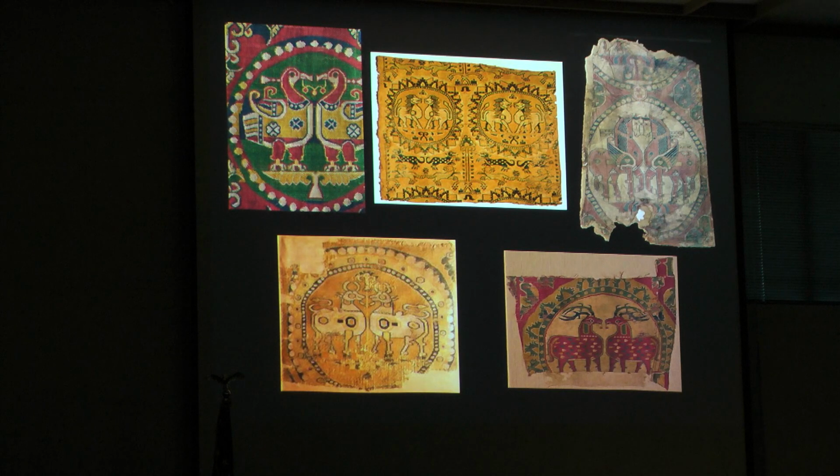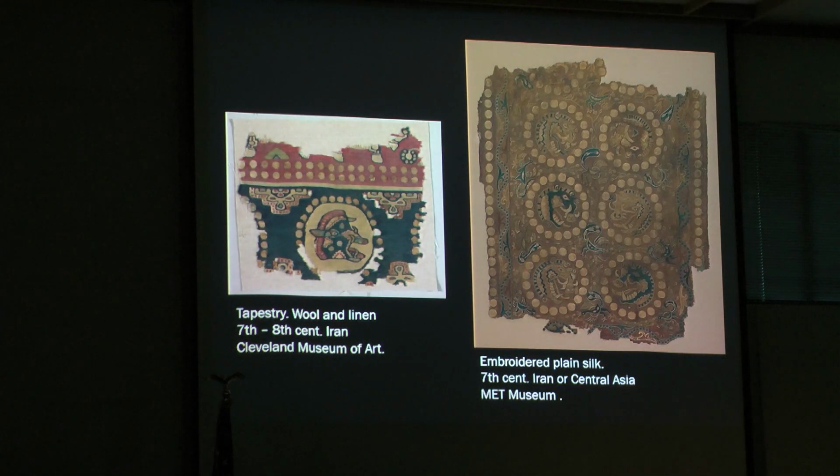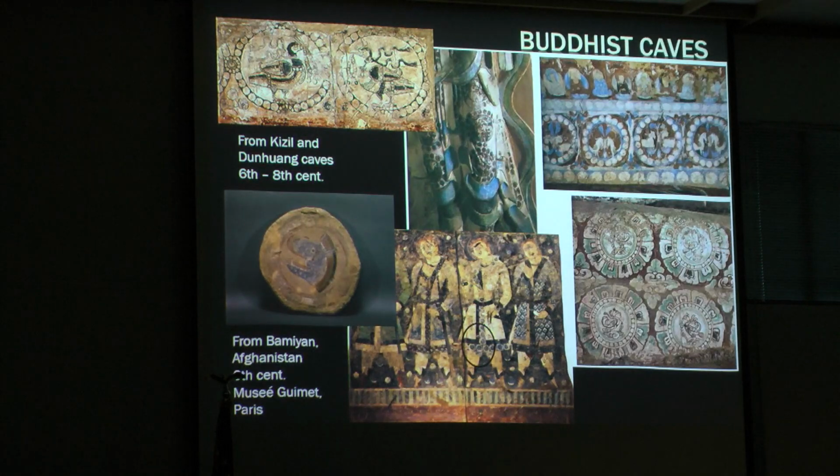But sometimes we can also find other variations in wool, like this one with the boar head, or on a plain ground embroidered. The first one is from the Cleveland Museum of Art, a tapestry, and the second one is an embroidery on plain silk. No doubt the Buddhist caves again have confirmed the production and the iconography of these textiles. The same compounds were used in fact for religious and lay clothing and items.